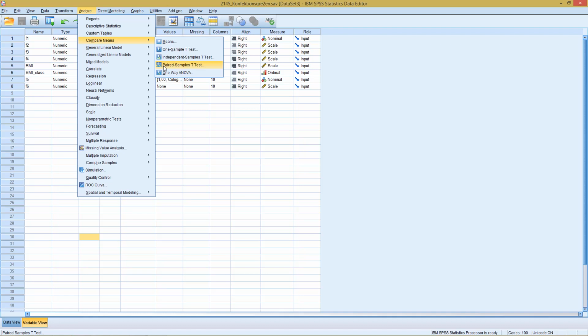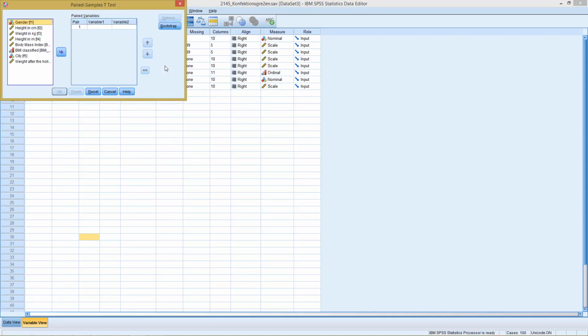So I collect, for example, the opinion of one of my observations before some event and after some event, and then I compare them and get an idea whether this event had a significant impact on the different observations, the different cases. Here we are focusing on the paired sample t-tests.